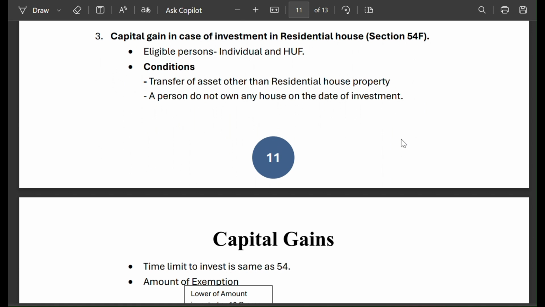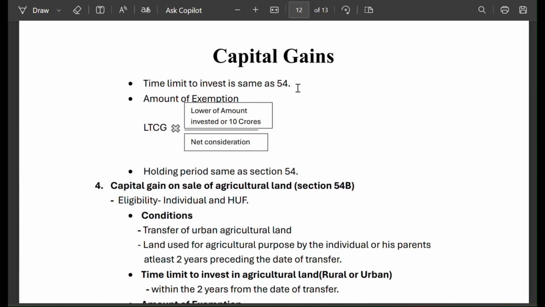And another one is only for a long term capital asset. Transfer of a long term capital asset is section 54F. In this case, you may transfer any asset other than a residential house property, but you should invest only in a residential house property. Here the capital gain arises in case of investment in a residential house property. But the condition is do not transfer a residential house property. You may transfer any asset, but you don't transfer the residential house property. And that person should not own any house on the date of the investment in that new residential house property. The time limit to invest is the same as section 54. That is 2 years after the date of transfer or 1 year before the date of transfer in case of purchase. In case of construction, within 3 years of transfer.